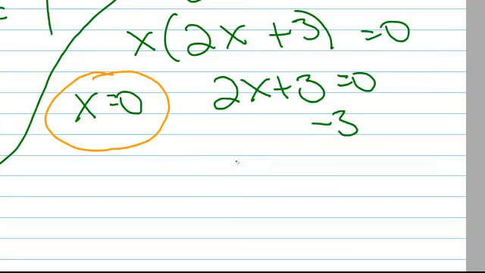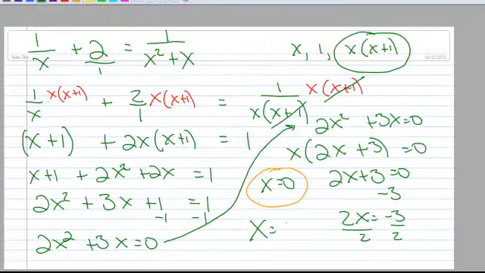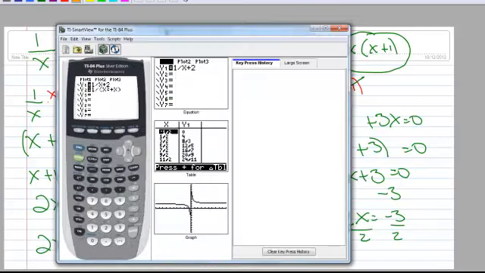Subtract 3 from each side. You get 2x equals negative 3. Divide both sides by 2. And I'm going to write it under here. x equals negative 3 halves. So there's my other solution. And we know by now that we need to check all of these. Let's check this one by graphing.